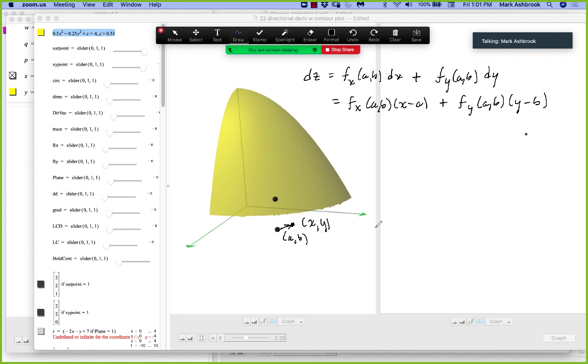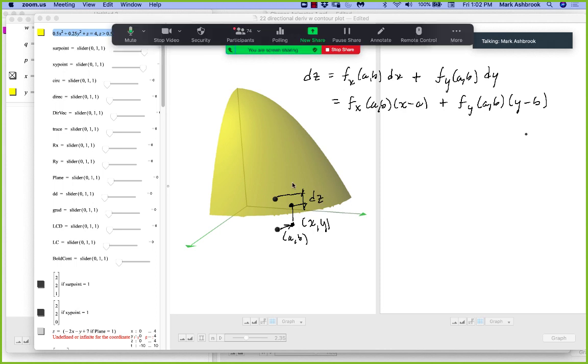So what if we wanted to predict what the new z value is? So the change in z is something like this. And we know it's an estimate, right? It's an estimate because this is based on a linear, constant rate of change, or linearity of the partial derivatives. So there's our dz.